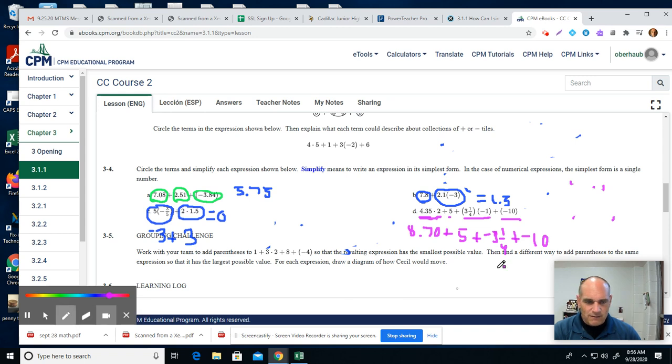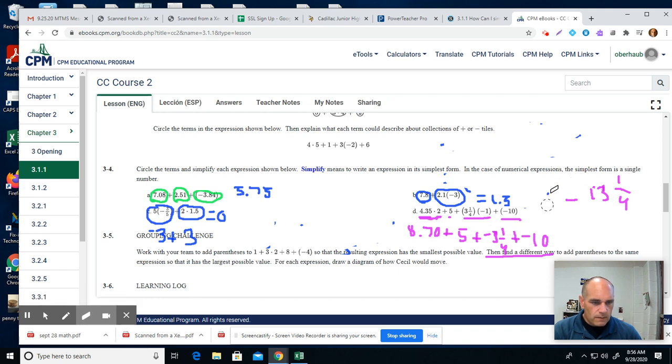All right, so let's think about how we want to put these pieces together. I'm going to put together my negative stuff first. So I'm going to put these together. Negative 3 1/4 and negative 10 is going to give me a negative 13 1/4. And now I'm going to put my positives together. 8.70 and 5 is going to give me 13.70, I believe. And that's positive. So the signs are different, so I'm going to subtract. I can't subtract fractions and decimals, so I'm going to turn this into a decimal.